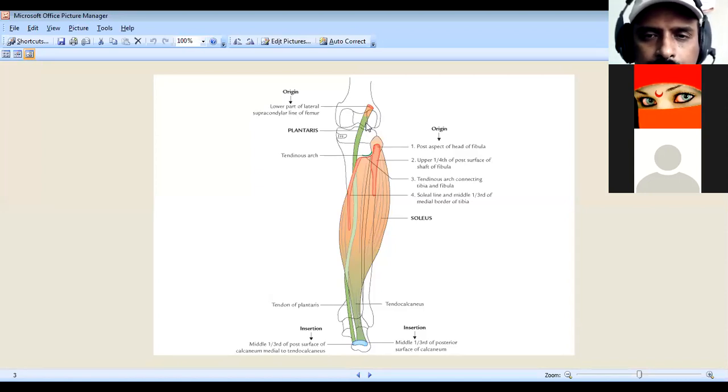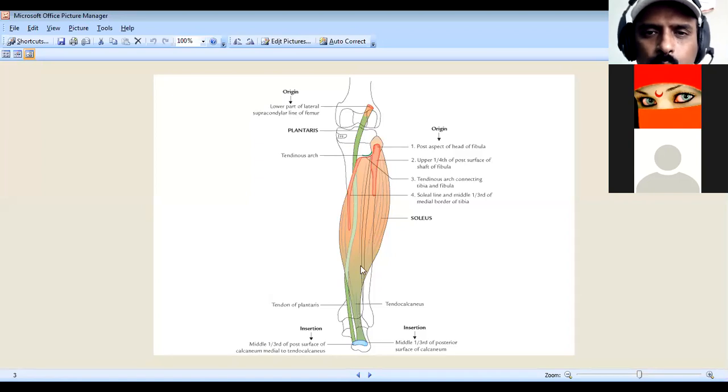For the origin, you have to write the condyle of the femur on the posterior part, and the lateral supracondylar line on the lateral part. Then it is attached to the calcaneus, at the middle one third of the posterior surface of the calcaneus, medial to the tendocalcaneus. That is the insertion point of plantaris. It is a small belly with a long tendon, and because it has a long tendon, it is used for tendoplasty.